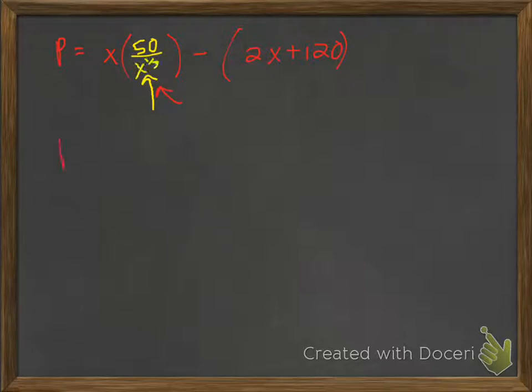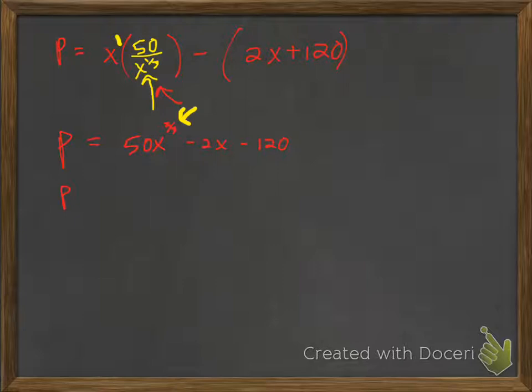So okay, here we are. This is where we left off. I can write that as 50x to the 2/3 because this would be x to the first here, and an x to the 1/3 in the denominator. And if you remember, with same bases, you subtract the exponents. 1 minus 1/3 gives me that 2/3 exponent. Minus 2x because I distribute the negative, and minus 120 because I distribute the negative. And that's it. Okay, so there's our profit function that we're going to take the derivative of.